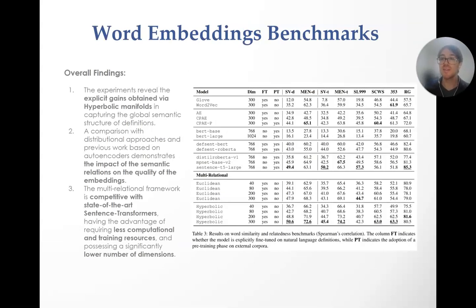This table shows the main results achieved by our model on word embeddings and similarity benchmarks. In particular, from the results, we can derive three main observations. First of all, the experiments reveal that the hyperbolic manifolds can yield a gain in terms of performance and can therefore better capture the global semantic structure of definitions. Secondly, a comparison with distributional approaches in previous work reveals the impact of the semantic relations on the quality of the embeddings. And finally, we found that the multi-relational framework is competitive with state-of-the-art transformers, having the advantage of requiring less computational resources and also being intrinsically more interpretable with a lower number of dimensions.